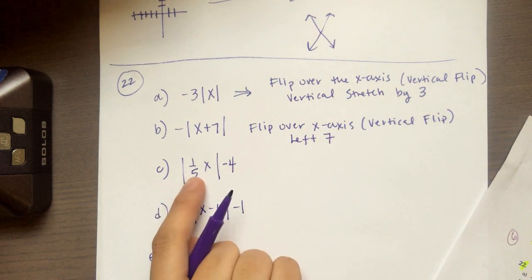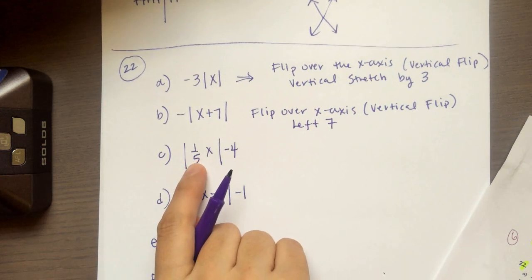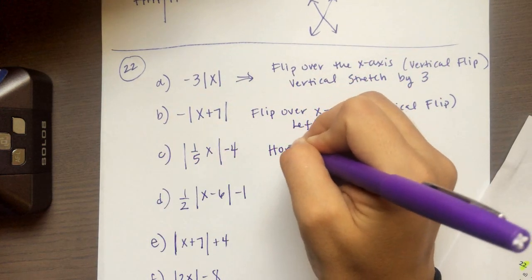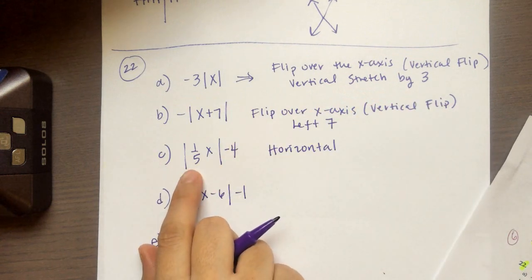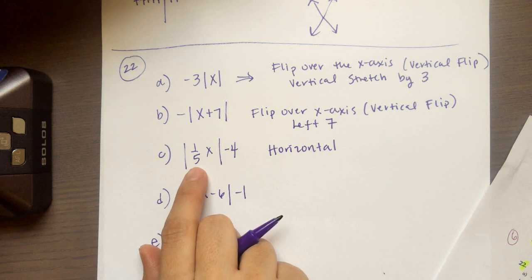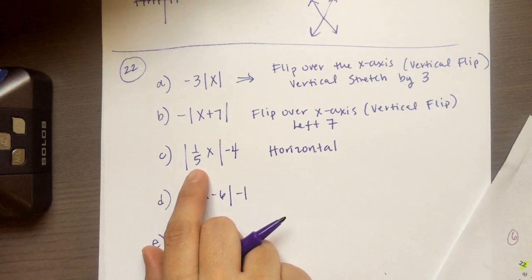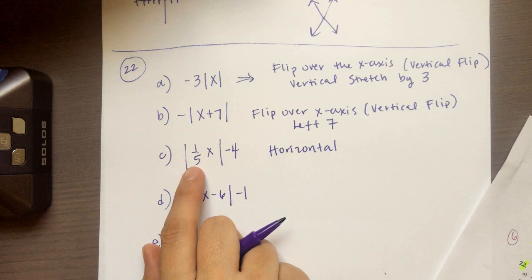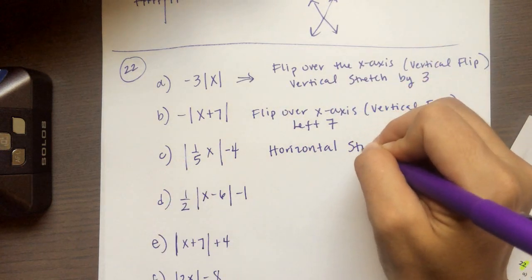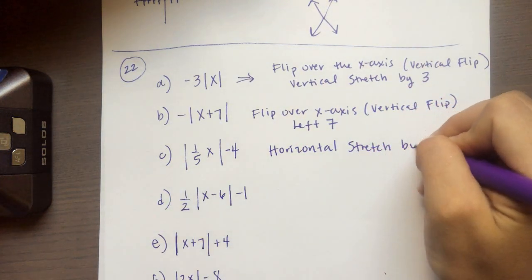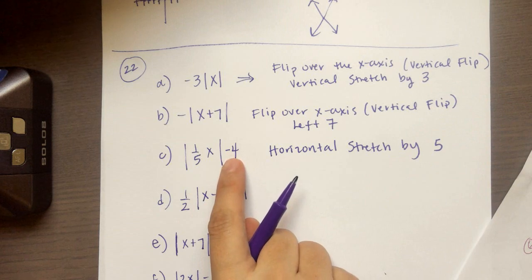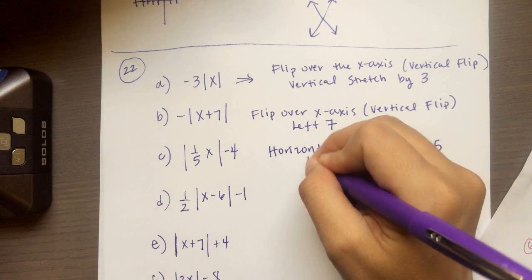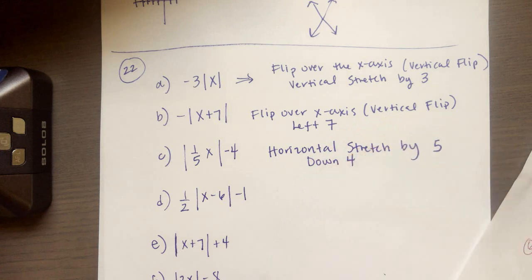Alright, next one, part C. You're on the inside, so it's horizontal land, so horizontal. Now, it's a fraction less than 1, so it looks like a compression. Usually if it was vertical land, it'd be a compression. But remember, in horizontal land, it's opposite. So if it looks like a compression, it's an actual stretch. And it looks like a 1/5, but it's actually the reciprocal, it's 5. And then this on the outside is vertical. That tells you up or down, so this is going to go down 4.